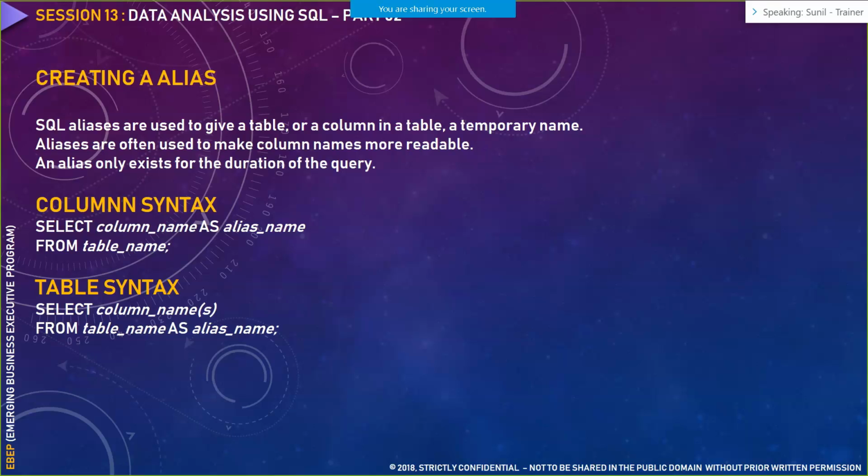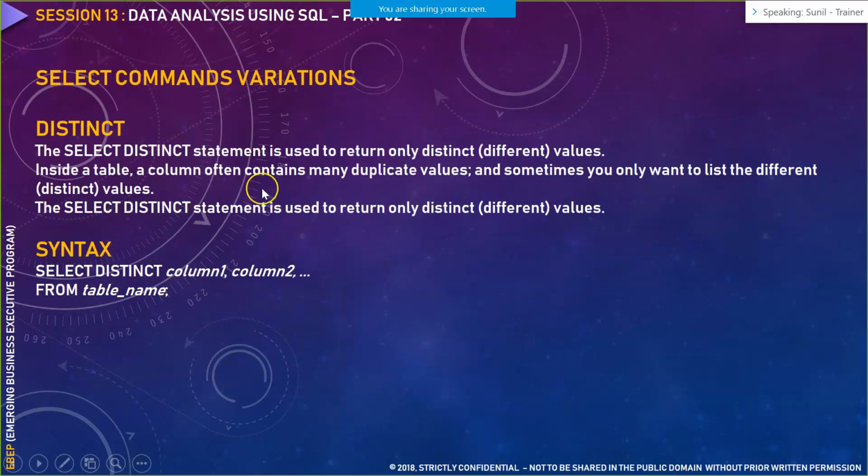Let's say you have a huge column name in a particular table, or your table name is too long. We cannot go about using that long column name or table name throughout our queries. So usually we create an alias of that particular column or table and we use it. Essentially this helps us in retrieving the information, and most often it is used with the select command. Then comes the select command variation.